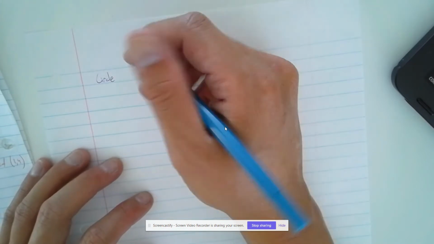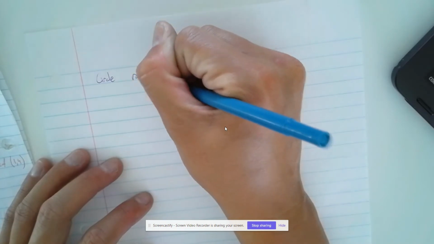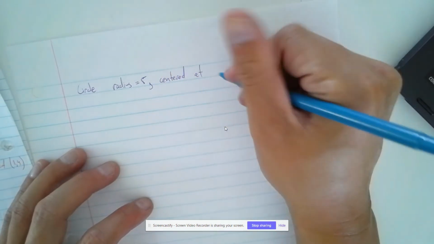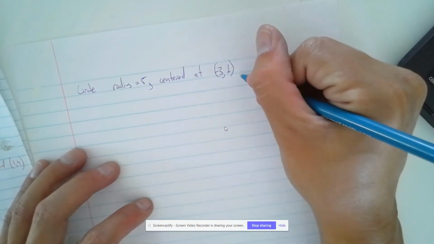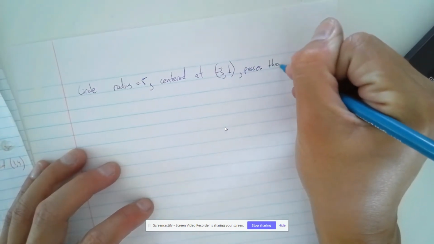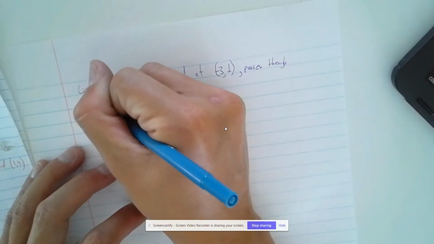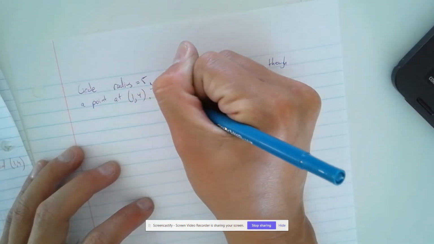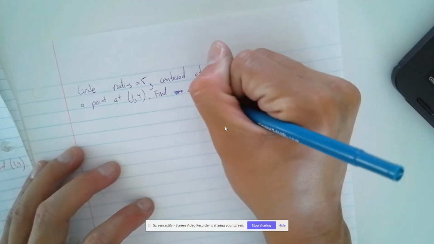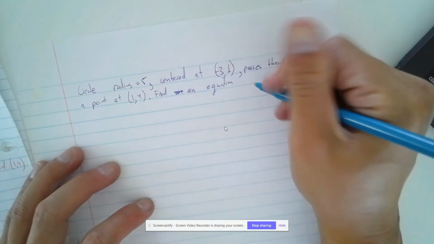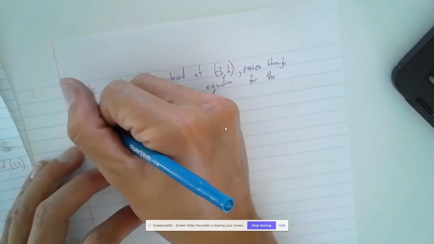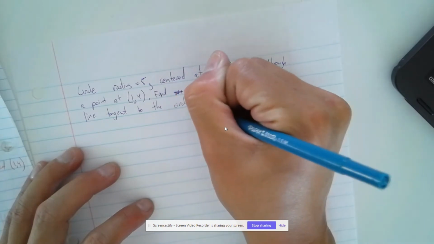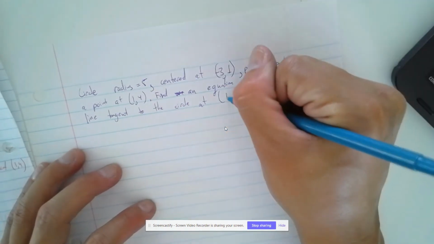So let's first look at a circle with a radius of 5. It is centered not at the origin anymore, but it is centered at -3, 1. It passes through another point, a point at 1, 4. Please find an equation. Whoops, that's an equation for the line, the only line that is tangent to the circle at 1, 4. Okay.